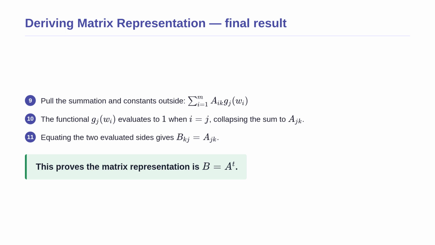For the final steps of our proof, we use the fact that G is a linear functional to pull the summation and constants outside. Just like before, the dual functional evaluates to 1 only when the indices match, which collapses this summation down to A sub jk. Since we evaluated the exact same expression in two different ways, the two results must be equal. This proves that the entry in matrix B is exactly the transposed entry of matrix A. The intuition here is beautiful. The geometry of dual spaces naturally produces the algebraic matrix transpose. We have successfully derived the theorem from first principles.